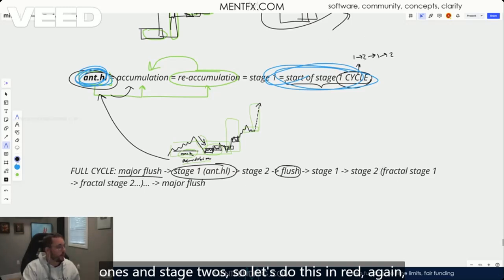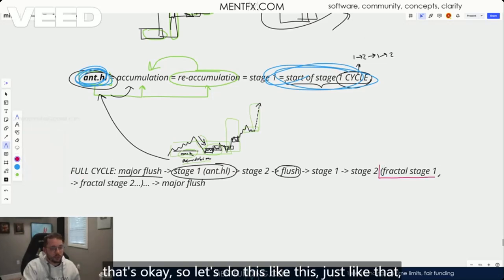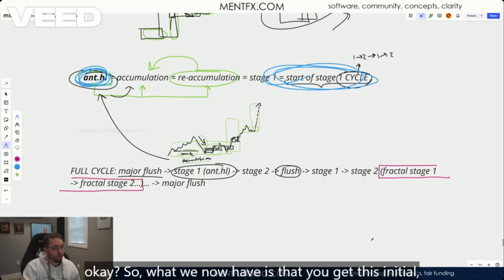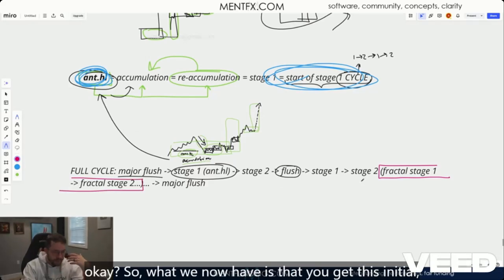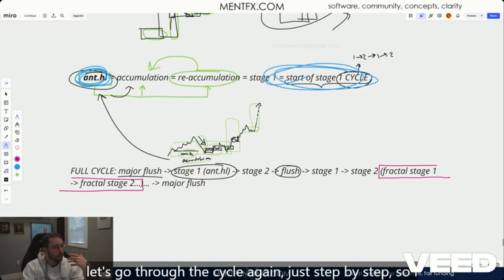So let's do this in red. Again, remember, if this is a little bit confusing right now, that's okay. So let's do this like this, just like that. So what we now have is, let's go through the cycle again, just step by step, so I don't get lost and you also don't get lost.